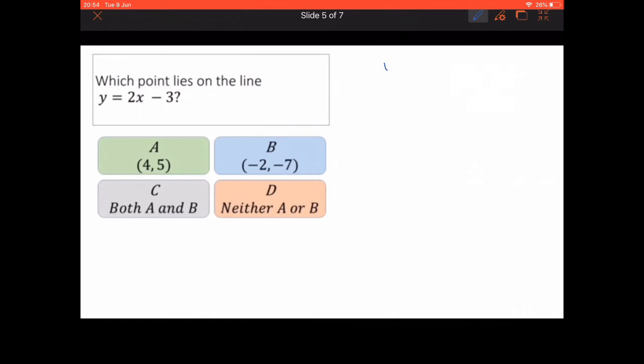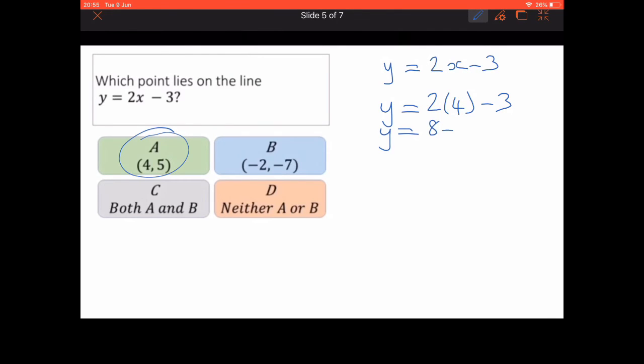So we've got y equals 2x minus 3. If we start with A, which is 4, 5, let's plug in our x value. y is equal to 2 times 4 minus 3, so that gives us 8 minus 3, which is 5. And we can see there that the left hand side is equal to the right hand side because we're expecting a y coordinate of 5. So A definitely lies on the line.